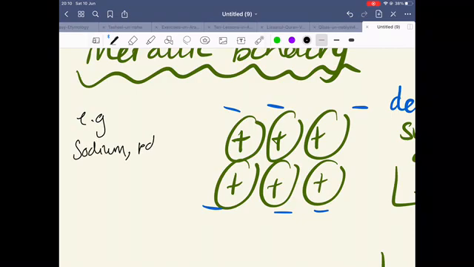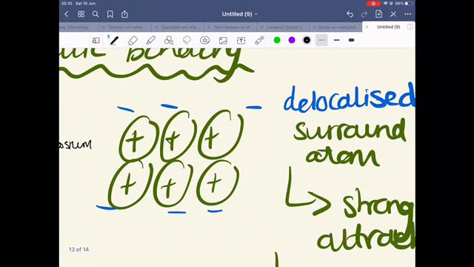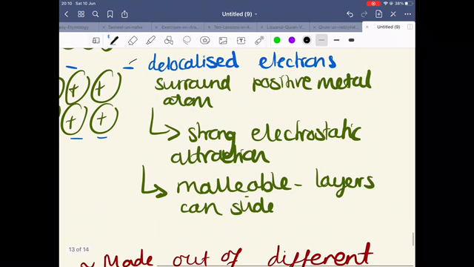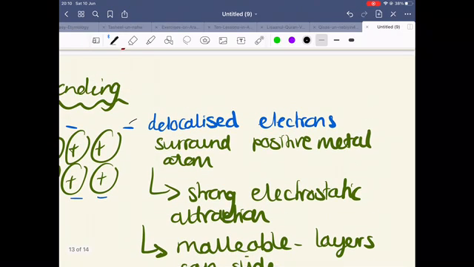Okay, so the last bonding we're going to look at is metallic bonding. Now, metallic bonding exists in metals. Again, they form a structure like this. We have a positive metal, and then the negative delocalized electrons.